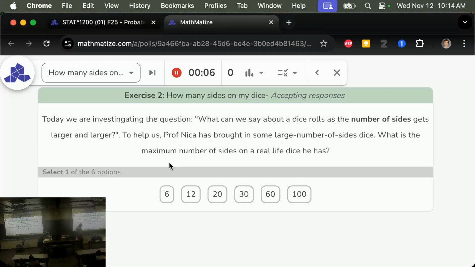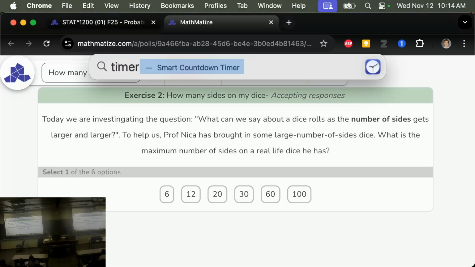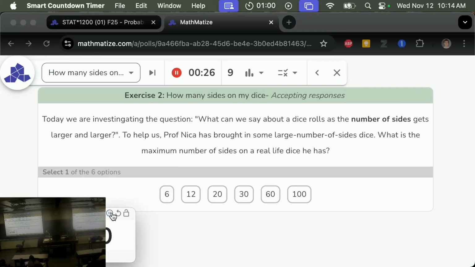To help us, Professor Nika has brought in some large number of sides dice. What is the maximum number of sides on a real-life dice he has? So in my backpack, I have some unusual dice, and I want you to guess what you think the number of sides my dice have. Okay, I'll let you think for a minute. Take your guess. Of course, this is mostly for fun, but we will end with this.